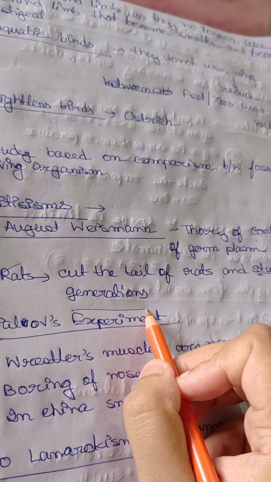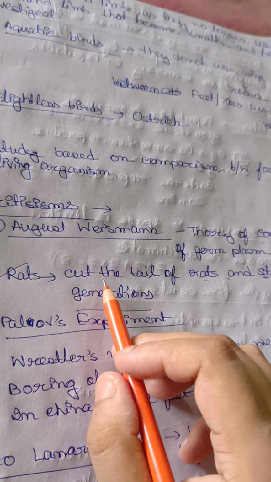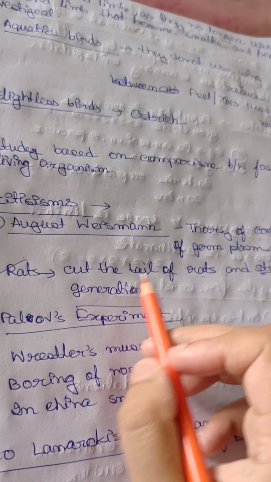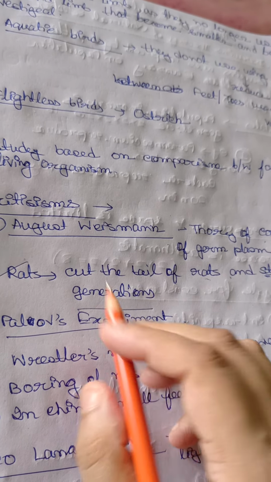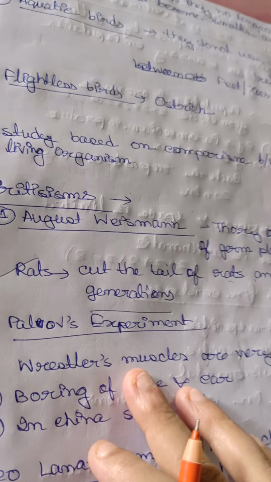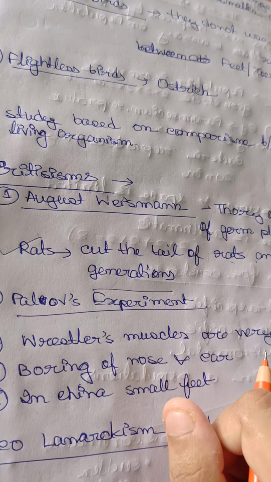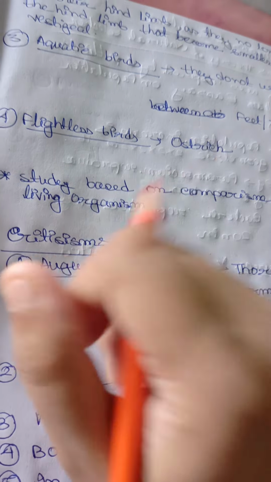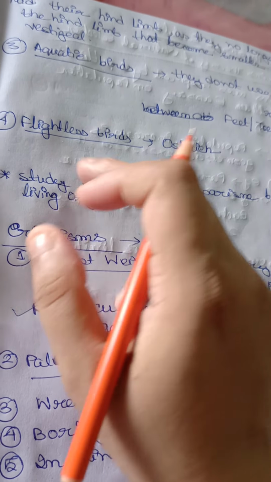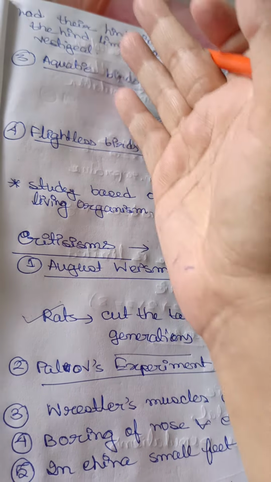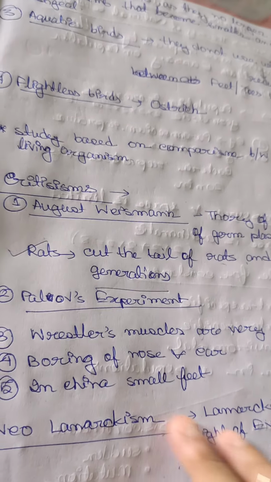Every time, a rat with a tail was born. He was cutting the tail, but the offspring still had tails. So this is not an acquired character, right? But Lamarck said this is an acquired character, like the giraffe, and all the examples we have seen were acquired.